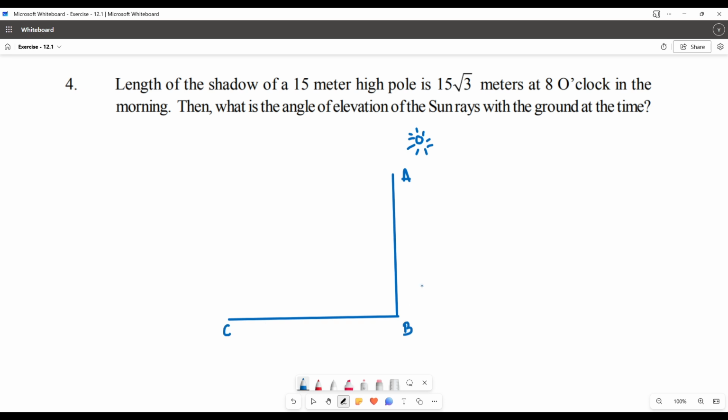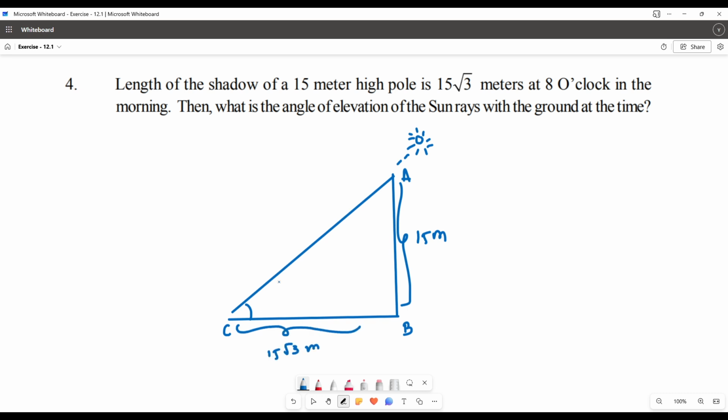Next, in the morning, what is the angle of elevation of the sun rays with the ground at that time? So this is the sun rays, and this is the hypotenuse of the triangle. The sun rays should be in that direction. So they're telling us to find the angle of elevation. So they want us to find the angle C in this diagram. They gave the length of AB, the height of the pole, as 15 meters, and the length of the shadow is 15 root 3 meters.